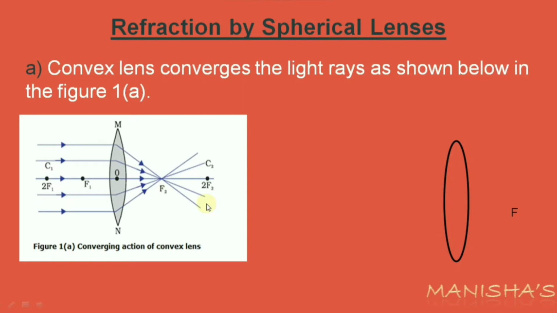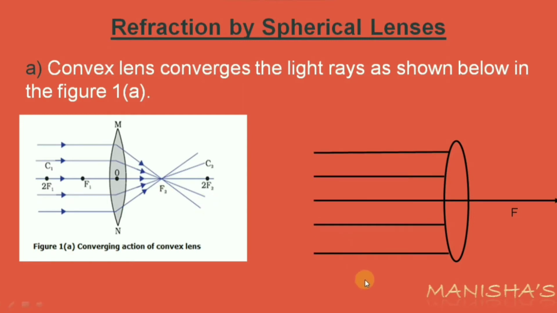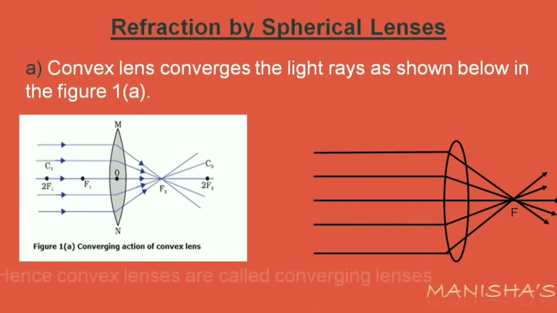Now see this animated part. This one is the principal axis and all the others are the incident rays. After refraction, all the refracted rays meet on a point or converge on a point, that is the focus, and because of this the convex lens is called the converging lens, because it converges a parallel beam of light rays passing through it. जितनी भी parallel beam of light rays आती है उन सबको ये converge करता है एक point पे, so it is also known as the converging lens.